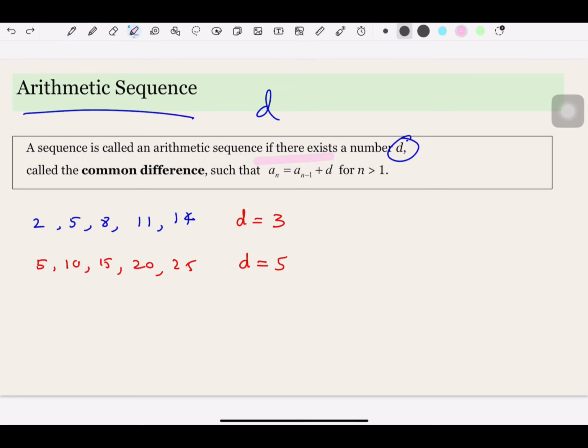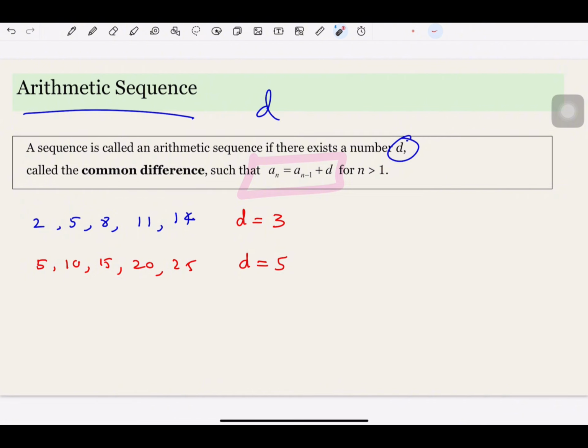Here I have given the recursive formula. This is one way to describe an arithmetic sequence using a recursive formula: a sub n equals a sub n minus 1 plus d. This means to get the nth term, you take the previous term, a sub n minus 1, and then you add the common difference. It's like climbing stairs. Each time you go up by the same amount.